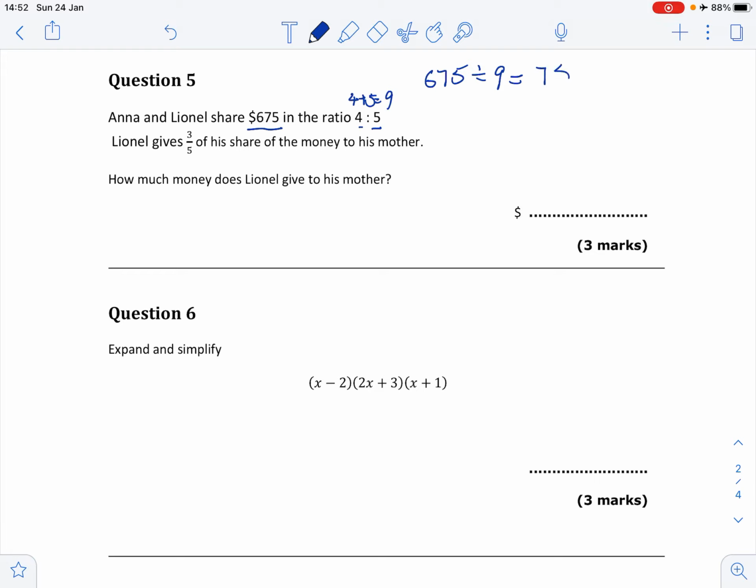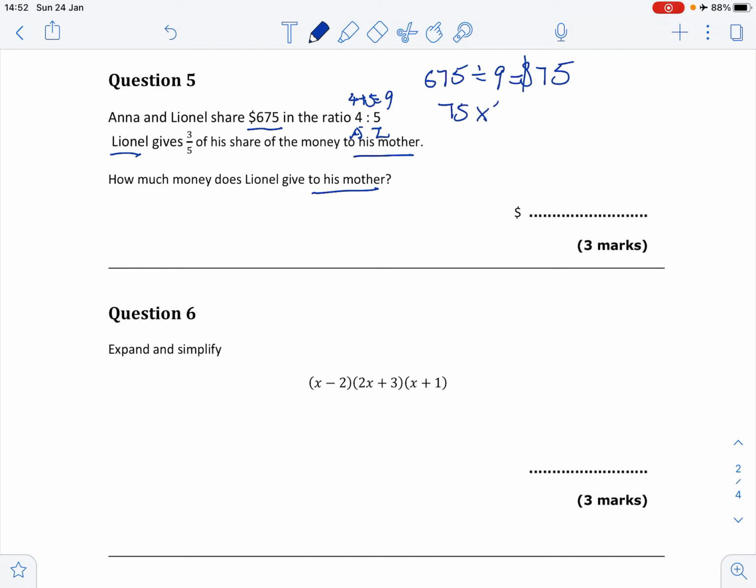So we know that one share is $75. And we're told that Leo gave 3/5 of his share of money to his mother. How much money does Leo give to his mother? So remember, in ratios, the ratios are written in order. So Anne is 4 and Leo is 5. So if one part is 75, Leo has 5 parts.